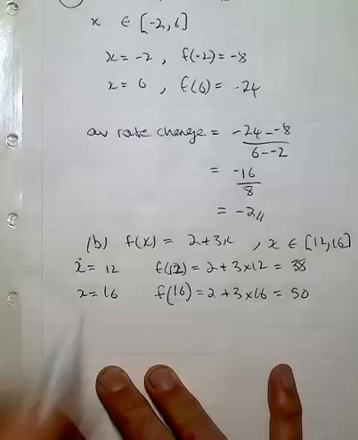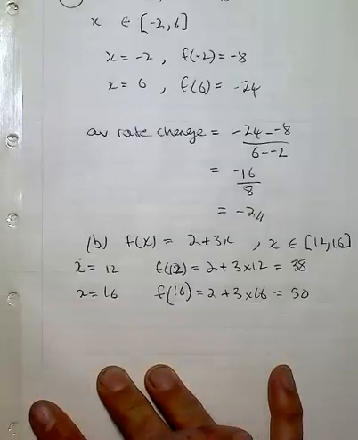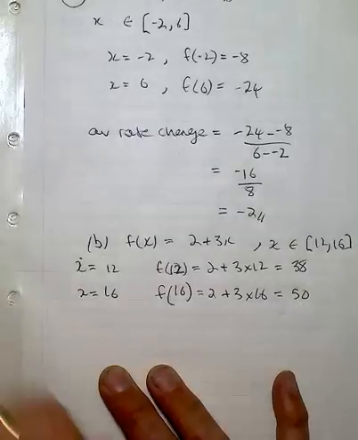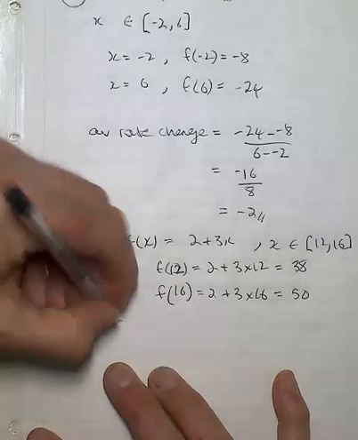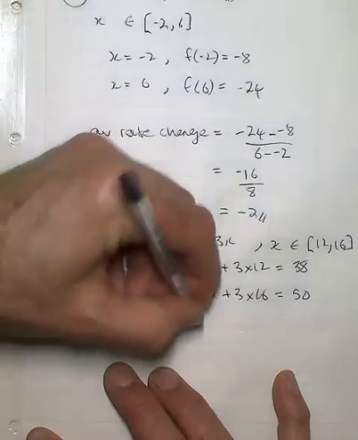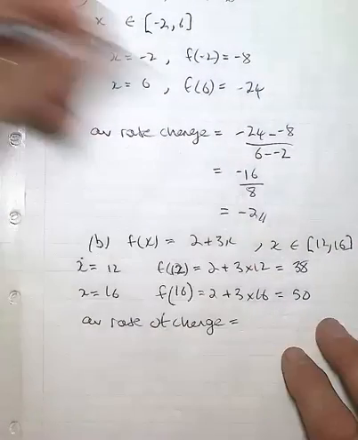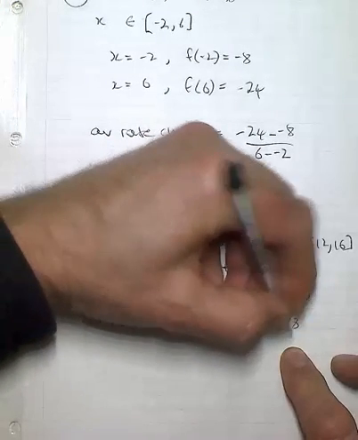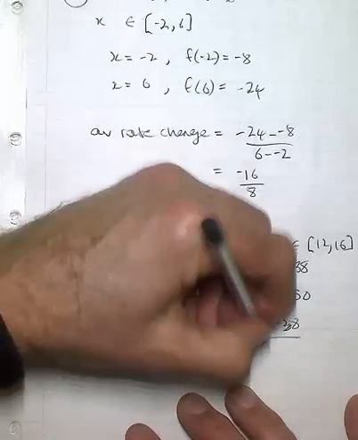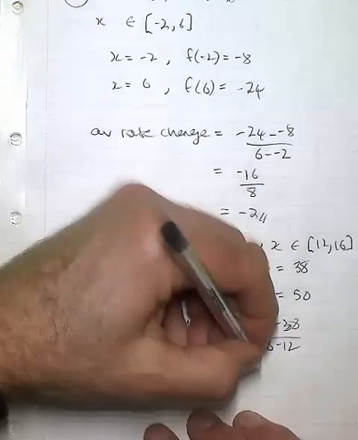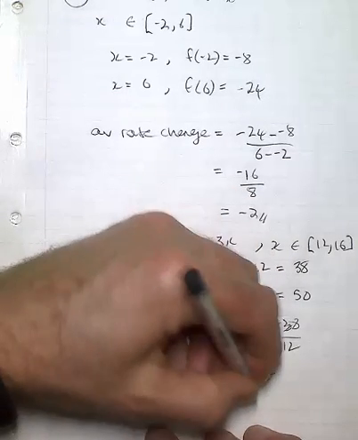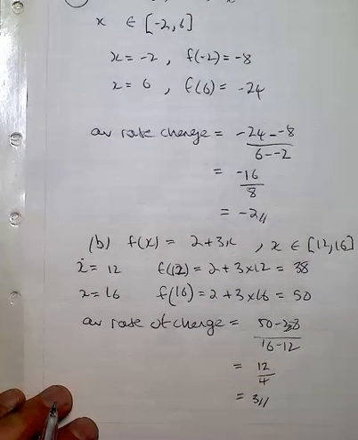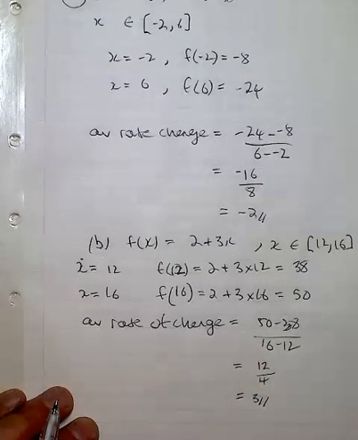This will actually be the actual rate of change that we're dealing with in the function. I plug the numbers, I've got 38 and then 50. So my average rate of change is equal to 50 take 38 divided by 16 take 12. And that gives me 3 for that particular problem. I don't have units, so I'll just leave it at 3.